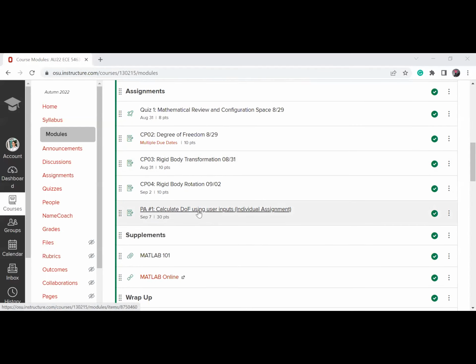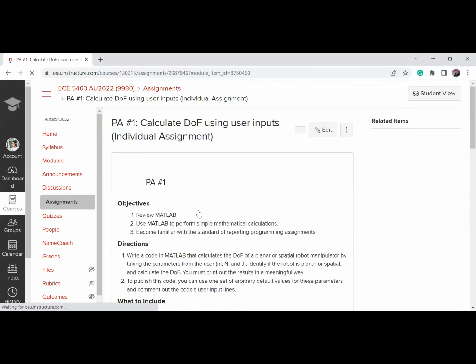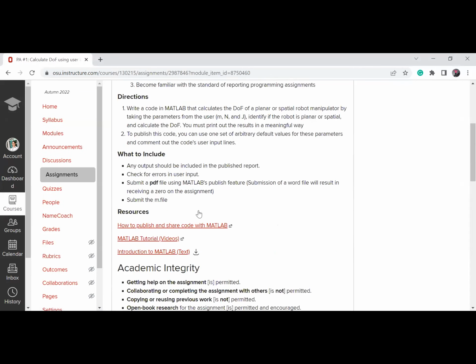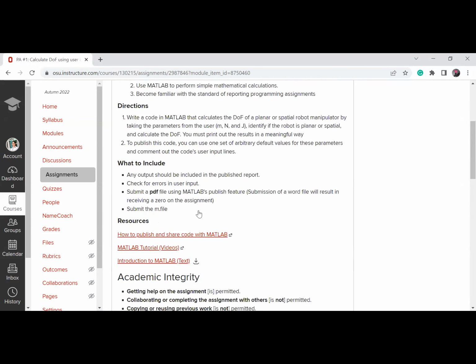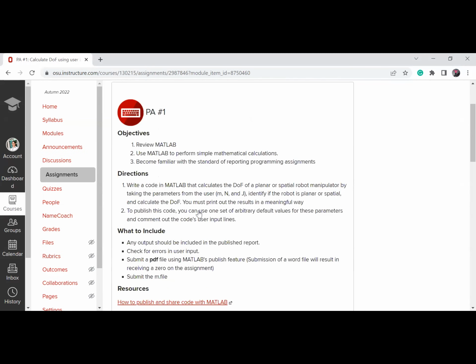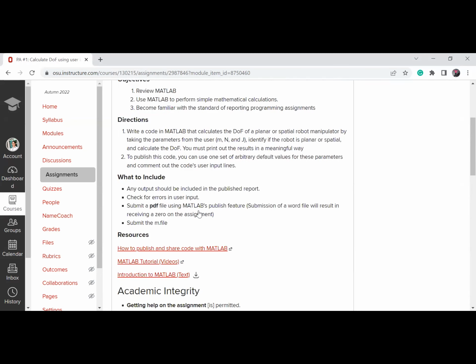All right, so your first programming assignment is up. I think you have access to it. August 31st today, yes. All right. So the idea of this is to make sure everyone can open MATLAB and can use simple commands. And the question here is just programming the Gruebler formula. So you use a Gruebler formula for general programming, right?